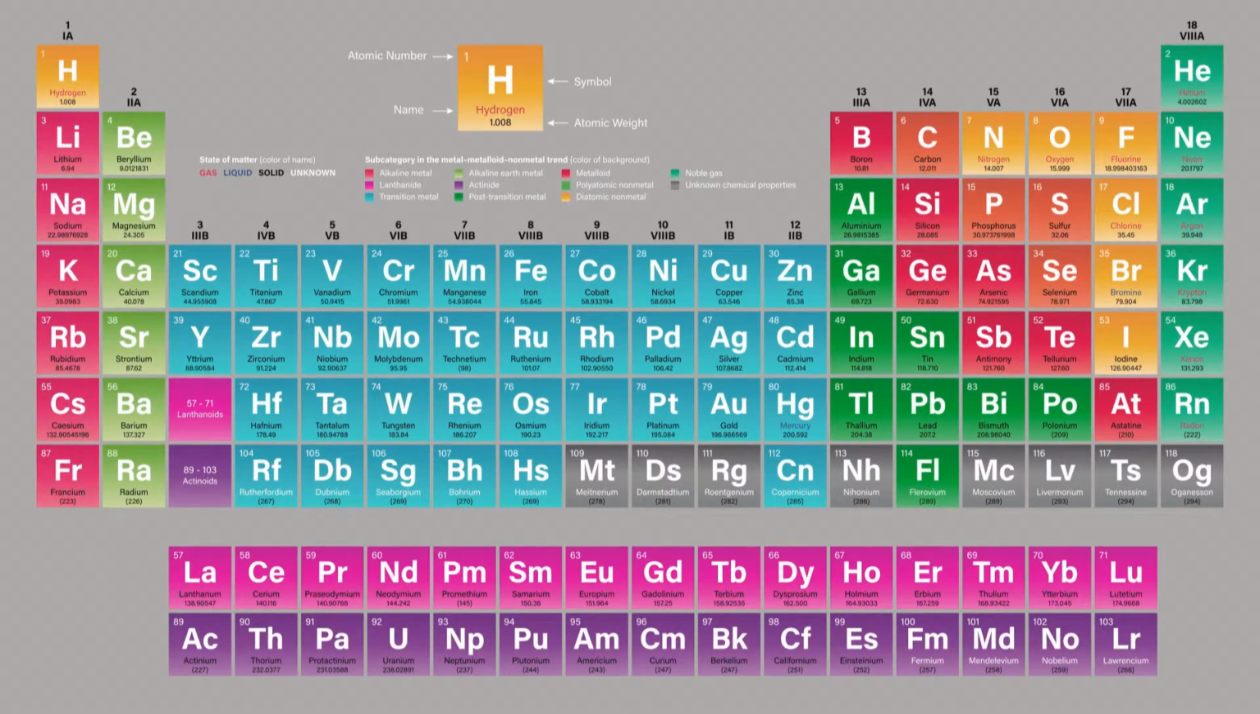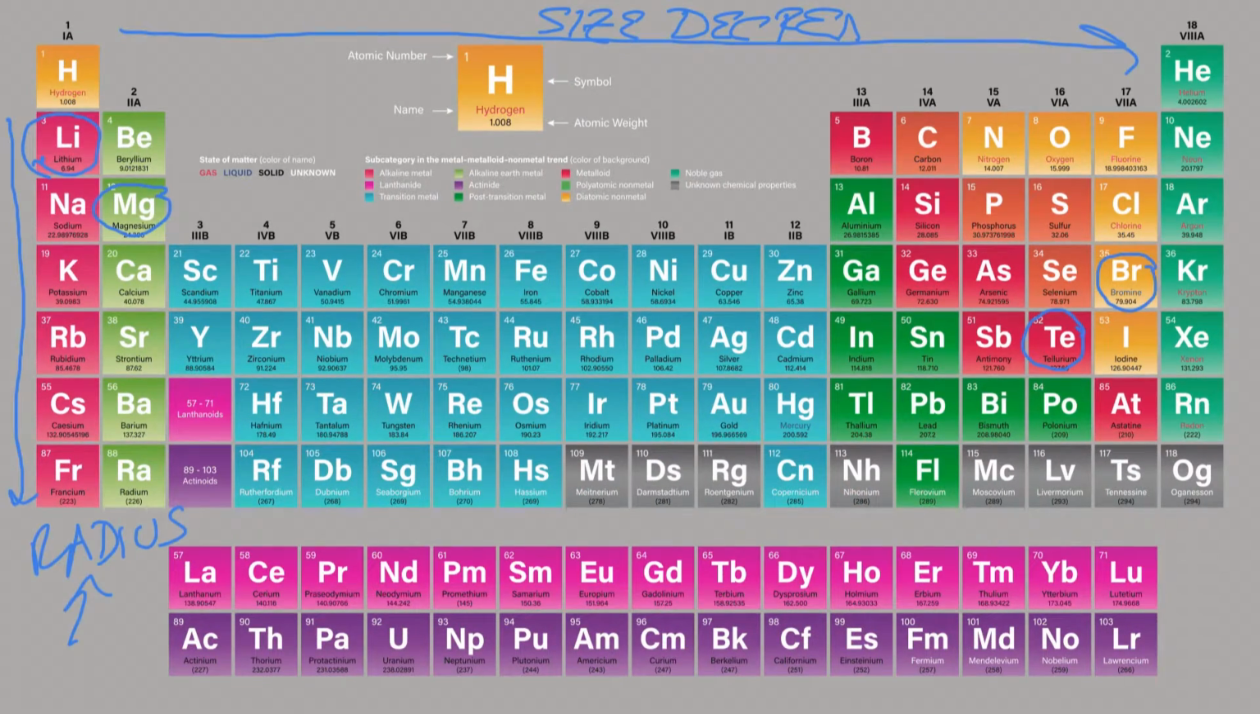magnesium is right here in the second period, actually the third period. Bromine is in the fourth period, and tellurium is in the fifth period. So as I go down, the radius gets bigger and bigger. So I predict magnesium to be smaller than bromine, and bromine should be smaller than tellurium.